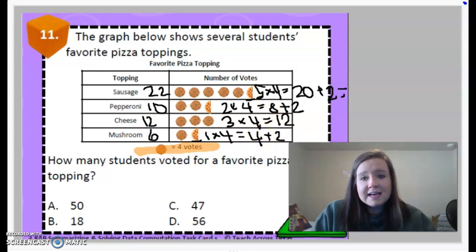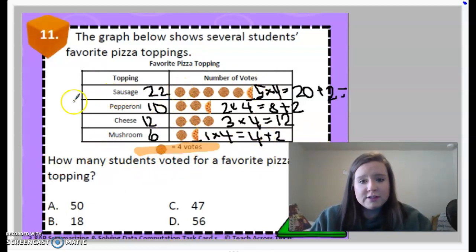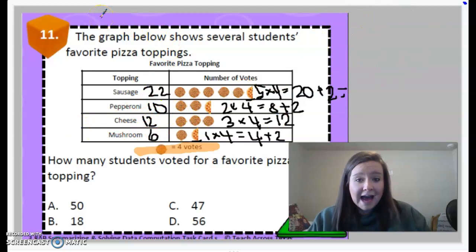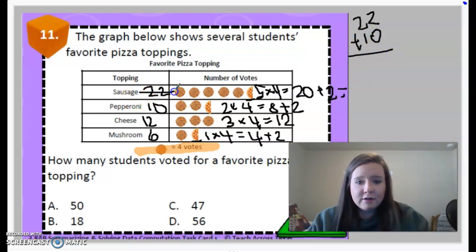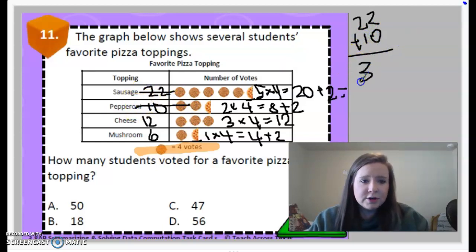Now, this is asking us to find the number of students that voted for a topping. 22 students voted for sausage, 10 students voted for pepperoni, 12 students voted for cheese, and 6 students voted for mushroom. So if I want to figure out how many students voted for all of these toppings, what are we going to do? Good. We're going to add all of this together. 22 plus 10 is all I'm going to add together first, okay? Which is 32.